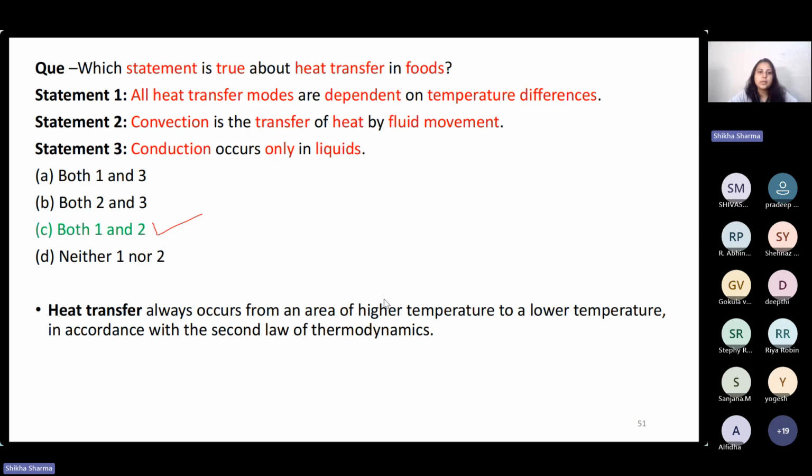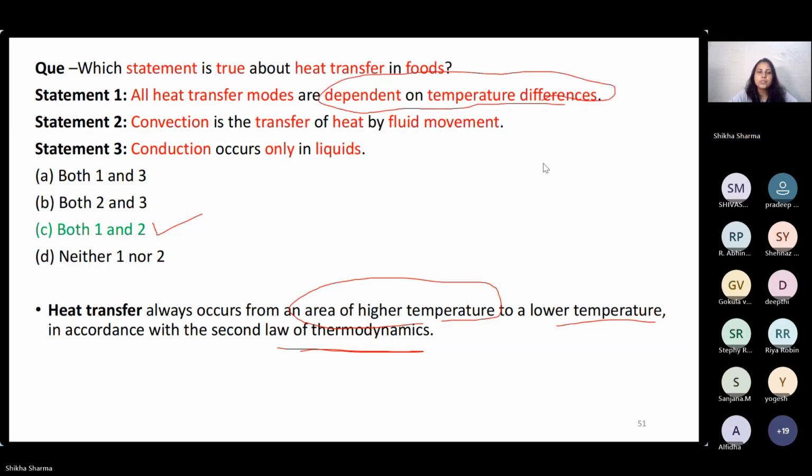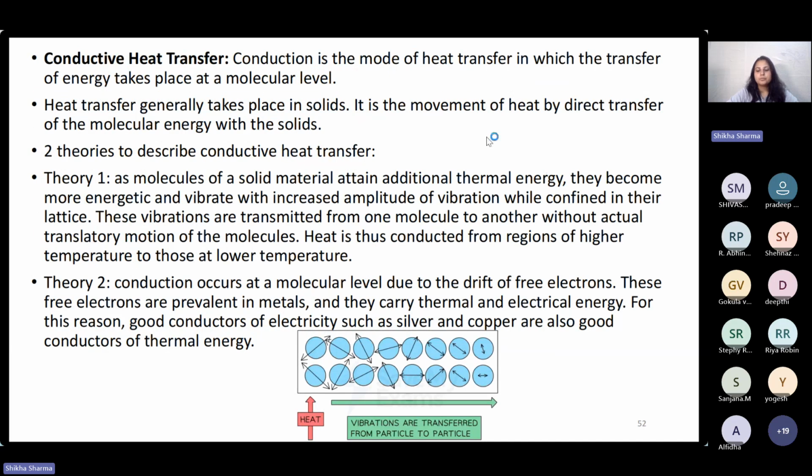Heat transfer basically only occurs with a temperature gradient, from an area of higher temperature to lower temperature. That is the second law of thermodynamics. So statement 1 is correct, that it is dependent on temperature. Conductive heat transfer is a transfer of energy that takes place at the molecular level. It takes place in solids, by direct transfer of molecular energy within the solid.